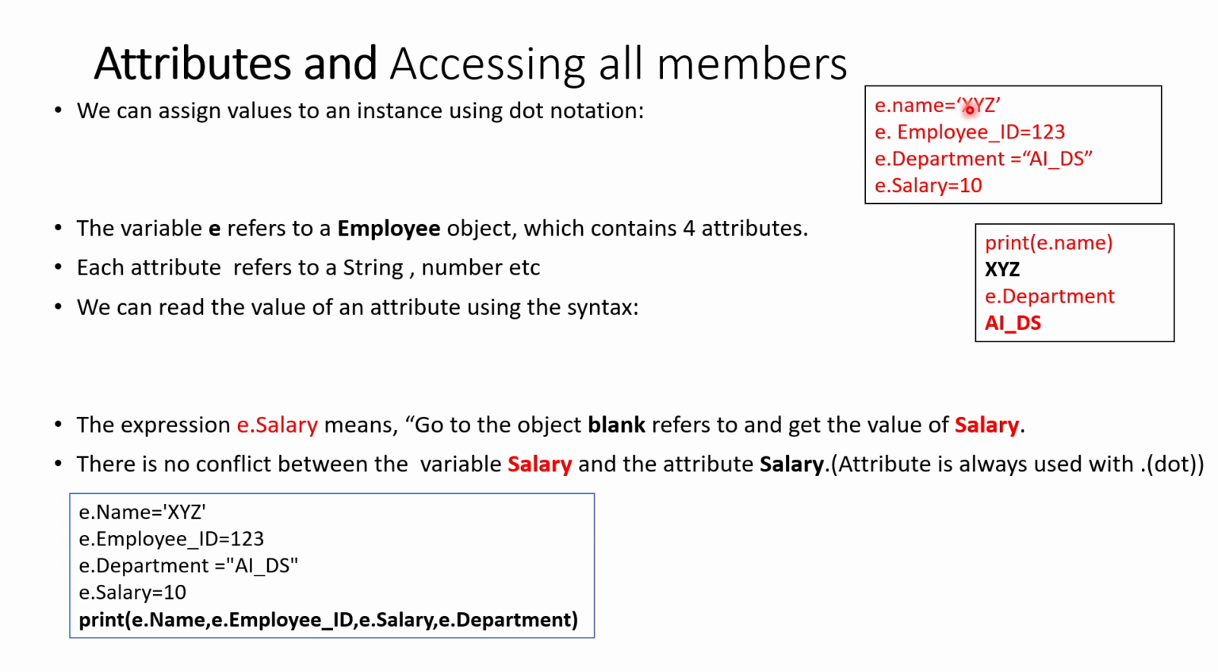As you can see, this is a string. So e dot name is of type string. E dot employee ID is an integer or number because the right hand side is a number. Again, e dot department is a string, e dot salary, that attribute is a number. So the dot operator is required. With that you can access different attributes. I can directly use that attribute e dot name in the print statement. It will print the stored value.